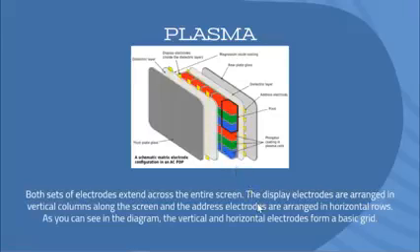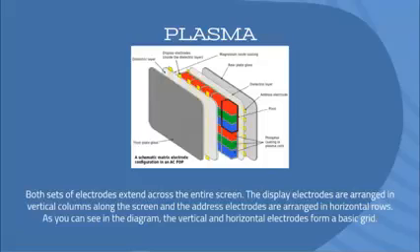The display electrodes are arranged in vertical columns. So as you can see, they are vertically arranged along the screen, and the address electrodes are arranged in horizontal rows, these yellow strips here. As you can see in the diagram, the vertical and horizontal electrodes form a basic grid. If you remove what is in between the electrodes and put them in contact with each other, you can see that it is basically a grid. If you remember the active matrix array discussed last midterm, the data lines run vertical, and the gate lines run horizontal.